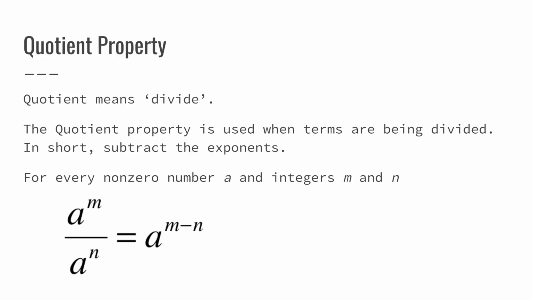You should also know the quotient property. The word quotient actually means divide. The quotient property then is used when terms are being divided. So in short, what you're going to do with this is the exact opposite of the product property. For every non-zero number a and integers m and n, same start as the product property, if a to the m is being divided by a to the n, that's the exact same thing as a to the m minus n. Notice again, I have the same base, a, but then my exponents are being subtracted from each other.